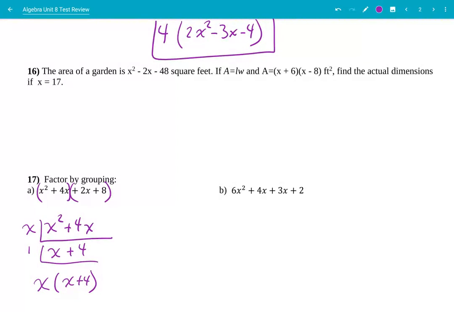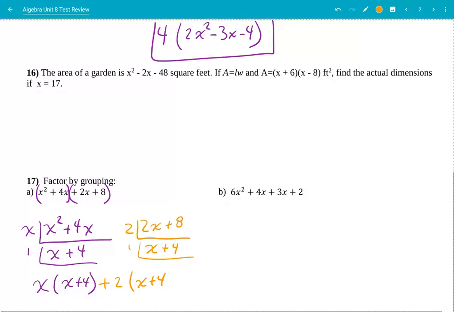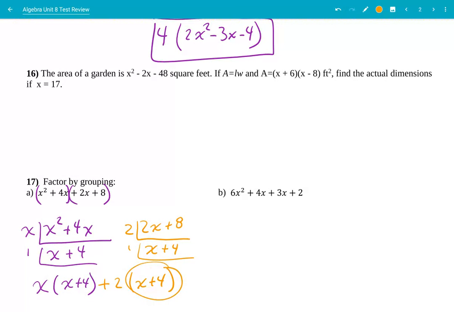And then for the other bit, which I'll do in orange, we've got 2x plus 8. What's in common there? 2. So that leaves me x plus 4. And that's what we need, right? Just a 1 left. So this is plus 2x plus 4. And look at that. Both of these are the same, so I knew I'm right. So I just put the other bit there. We got x plus 2.